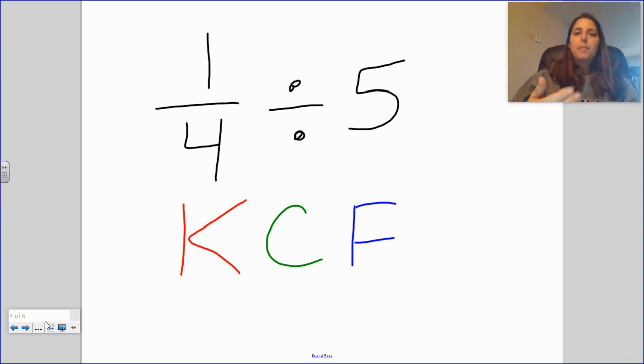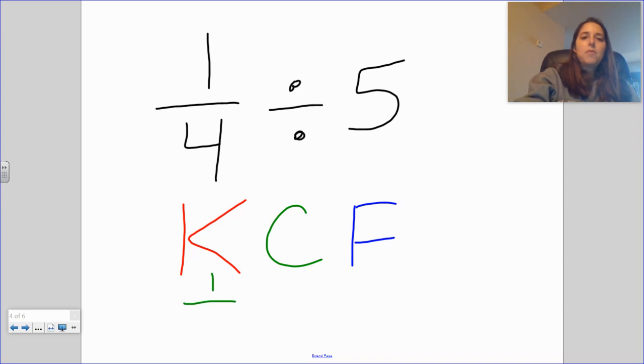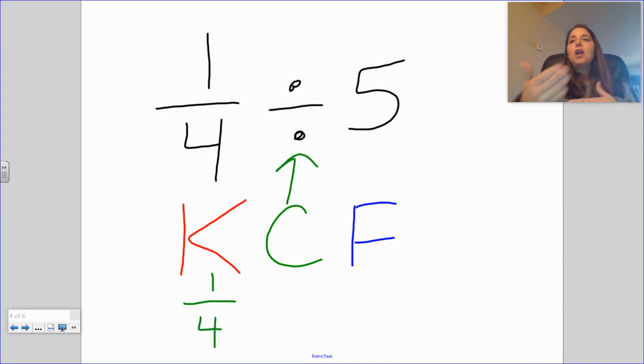Keep, change, flip. So keep means we're keeping that 1/4 the same. The change means we're going to use the opposite of division. So we're going to use multiplication, which is so much easier. We've always liked multiplication easier than division, even now with fractions. And for flip, we need to take the numerator and denominator and flip them around.